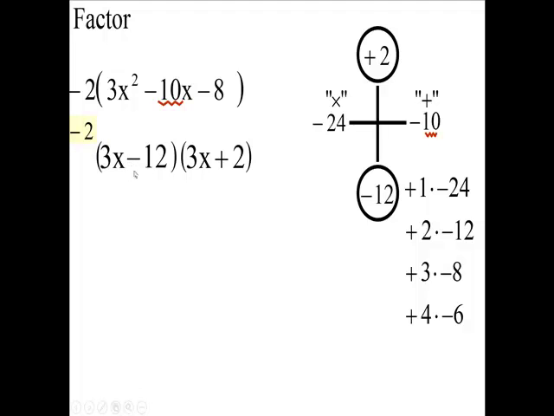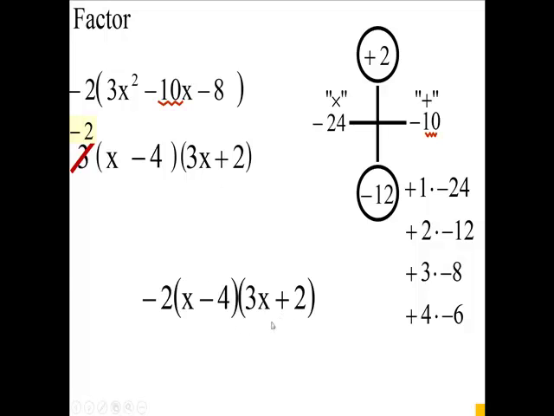And now factoring a 3 out of here is going to allow us to do that. Now 3 times x is 3x, and 3 times a negative 4 is a negative 12. And now we throw that one away. Final answer, negative 2 times this stuff. Okay? X minus 4 and 3x plus 2.